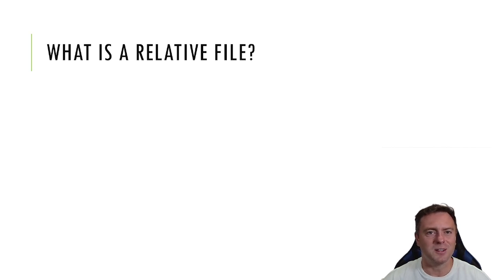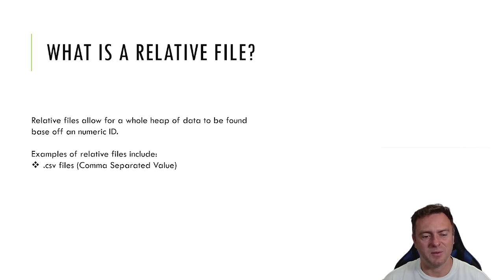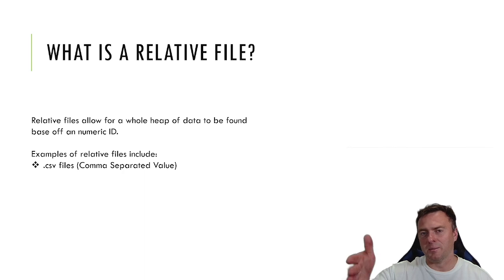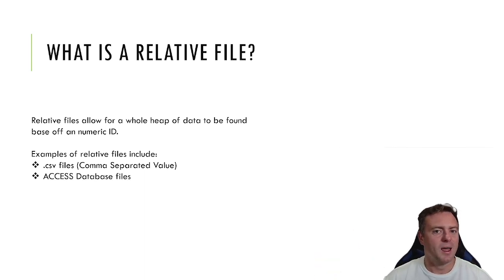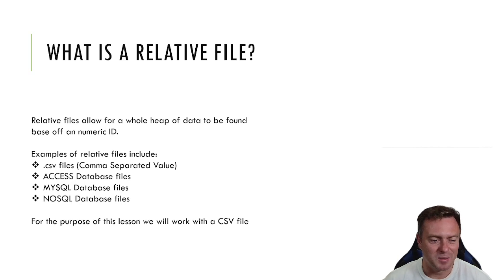A relative file is a little bit different from the sequential file that we just did before. A relative file allows for a whole heap of data to be found based off a numeric ID as a key to reference it. Now this is sort of leaning into what databases do. Examples of relative files include a CSV file, which is basically a comma separated file, where each row has a bit of data separated by a comma, an Access database file, a MySQL database file, or a NoSQL database file. There's a whole heap, basically any database file.